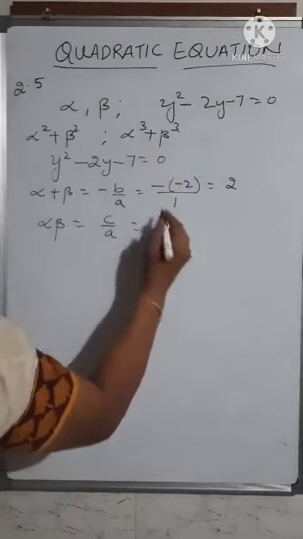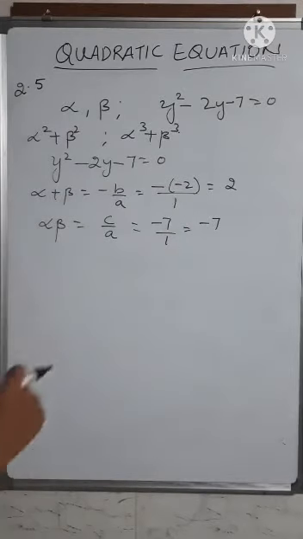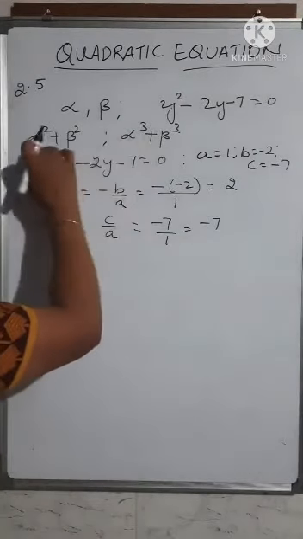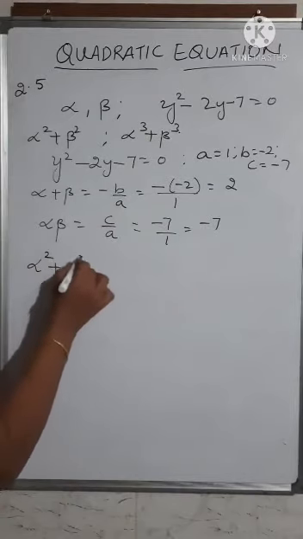So C is minus 7, and A is 1, which is equal to minus 7. Now how to find out these two values? First, alpha square plus beta square.